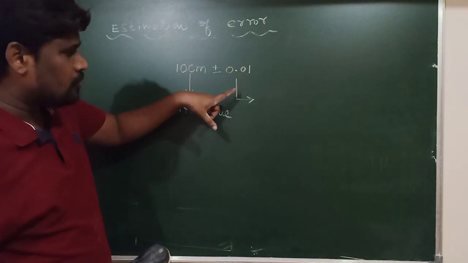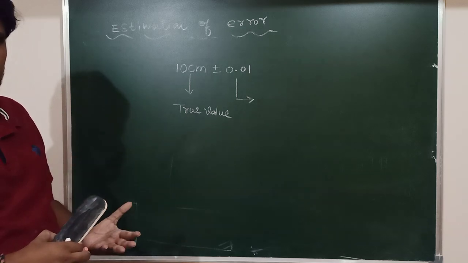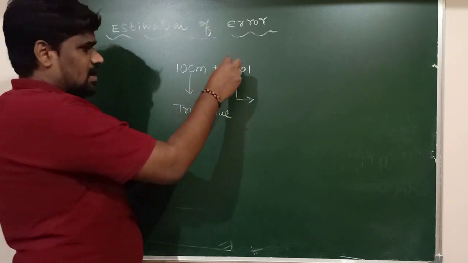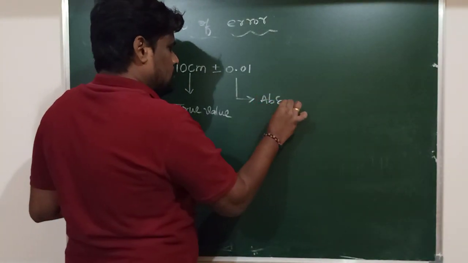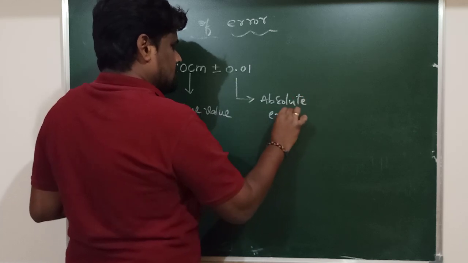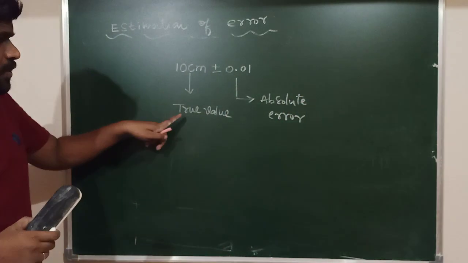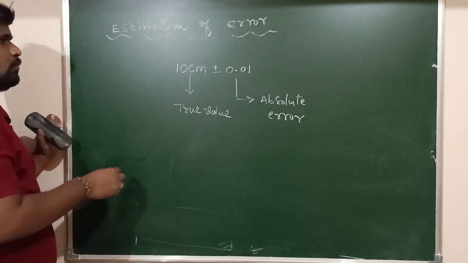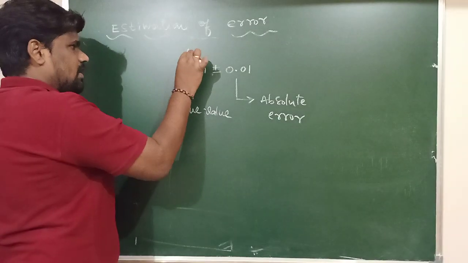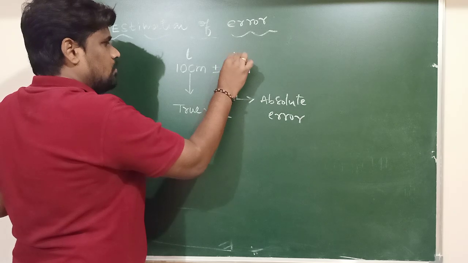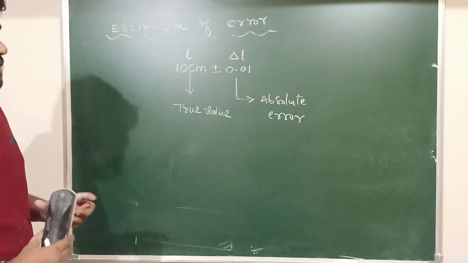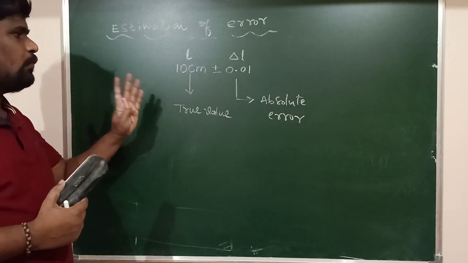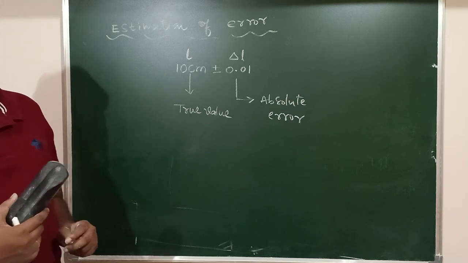Here it may be the absolute error or the percentage of error that is given. So this error given here is called the absolute error. The first part we call the true value and the second part the absolute error. The true value of the measurement of a length I will call L. Its absolute error is given by delta L. Delta L is the absolute error in the measurement of the length and L is the true value of the measurement of the length.